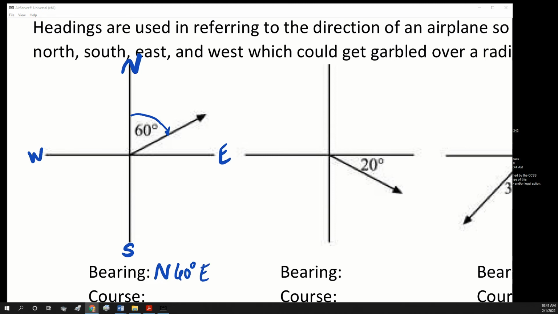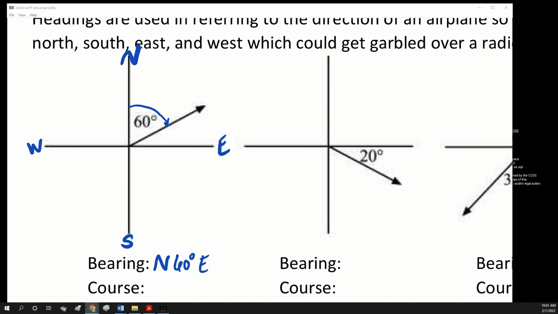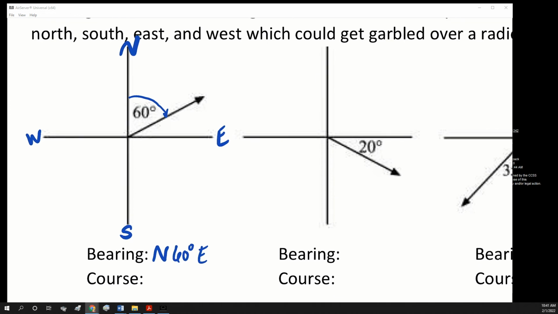So the angle is always what you've rotated from the north or from the south. And then of course the course is going to be clockwise from 12 o'clock. So clockwise from 12 o'clock is just going to be 60 degrees in this case. Okay, let's look at the next one.